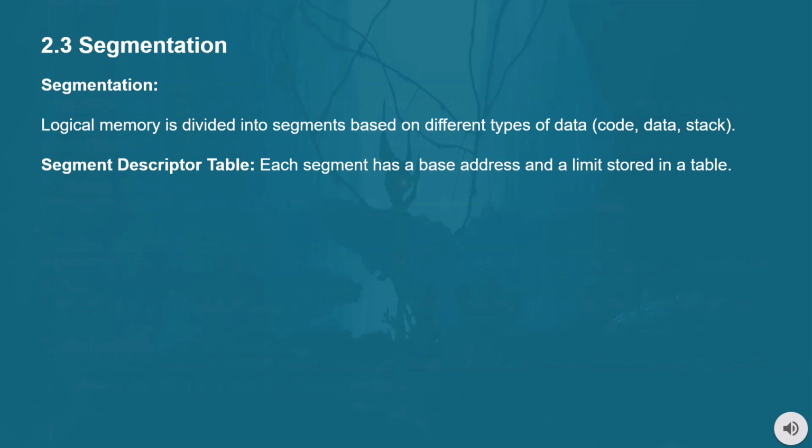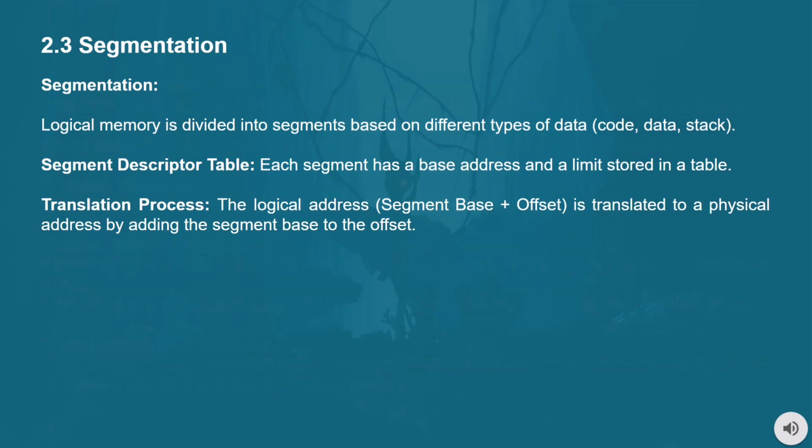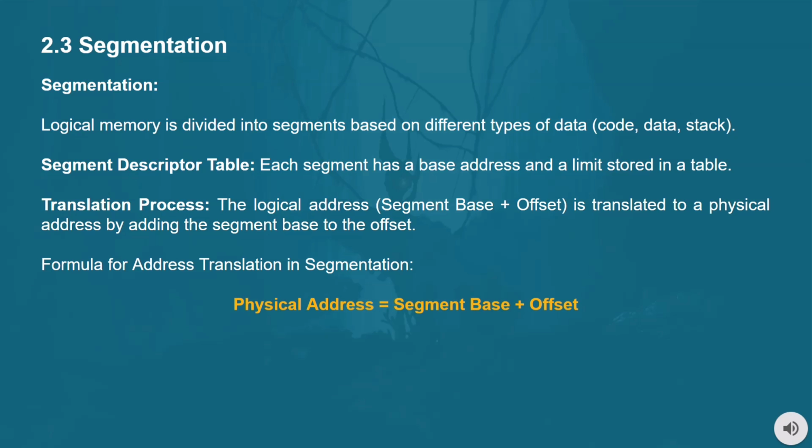Segmentation divides logical memory into segments, code, data, stack, with each segment's base address and limit stored in a table, and translates logical addresses to physical addresses by adding the segment base to the offset.